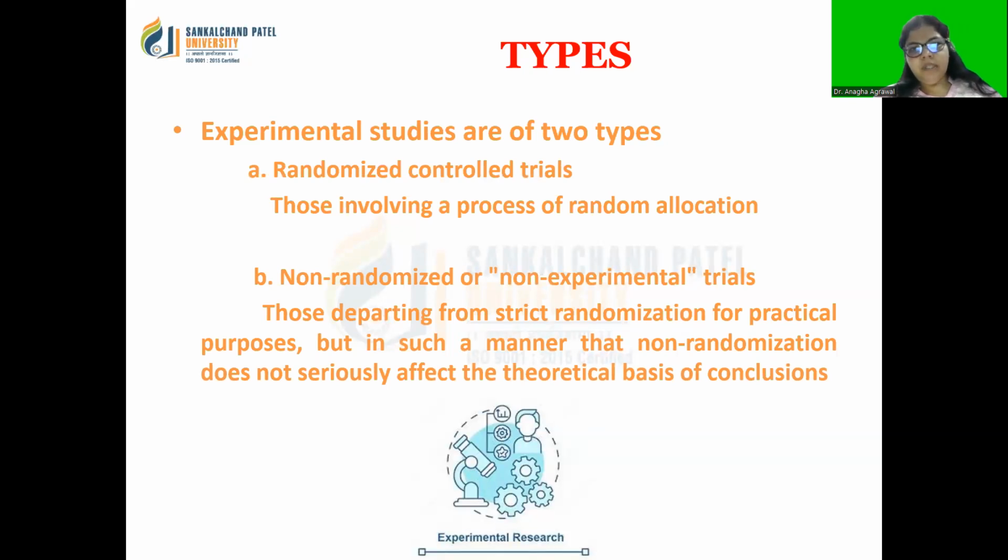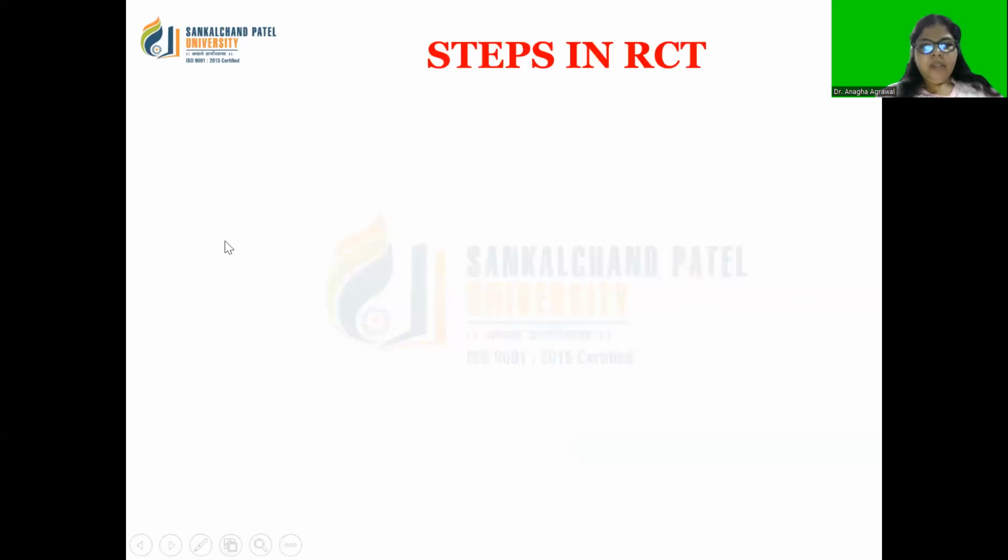That means every person has an equal chance of being selected as either case or control. Whereas non-randomized or non-experimental trials do not have this randomization process, which can lead to a bias. These are those departing from strict randomization for practical purposes, but in such a manner that non-randomization does not seriously affect the theoretical basis of conclusion.